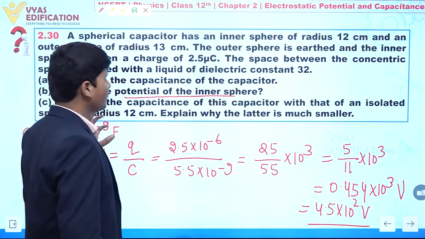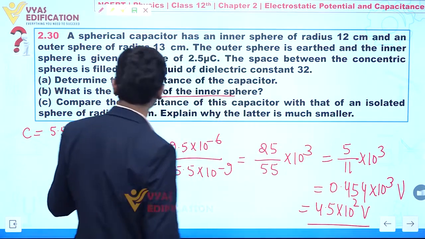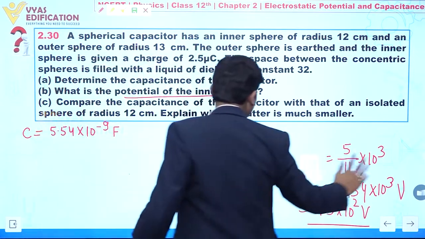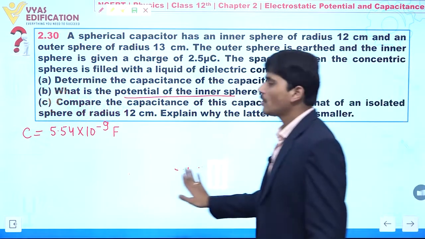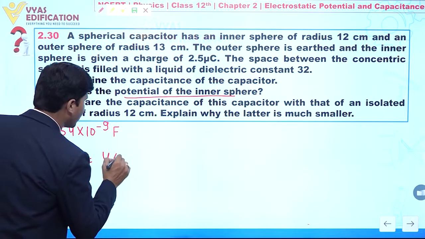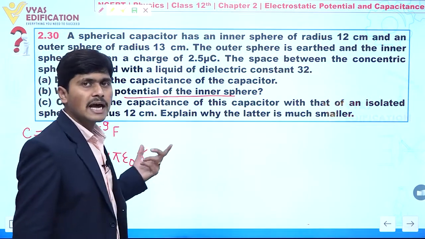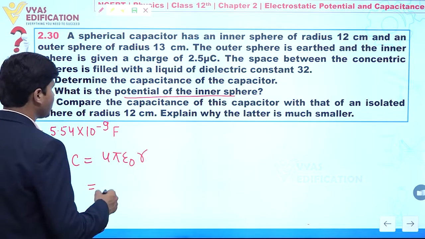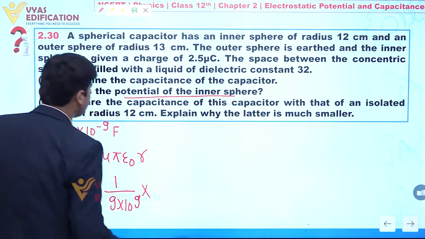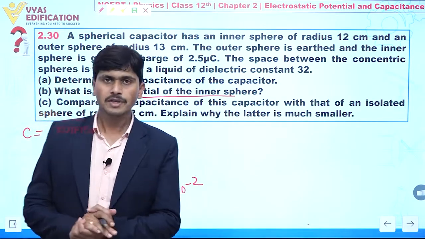Now part C: compare the capacitance of this capacitor with an isolated sphere of this radius. The capacitance value is given, and now we have to calculate the capacitance of an isolated sphere. For an isolated sphere, capacitance is given by 4 pi epsilon naught into R. So we can write 1 upon 9 into 10 to the power 9, multiplied with R, where R is given by 12 into 10 to the power minus 2. Clear to everyone?